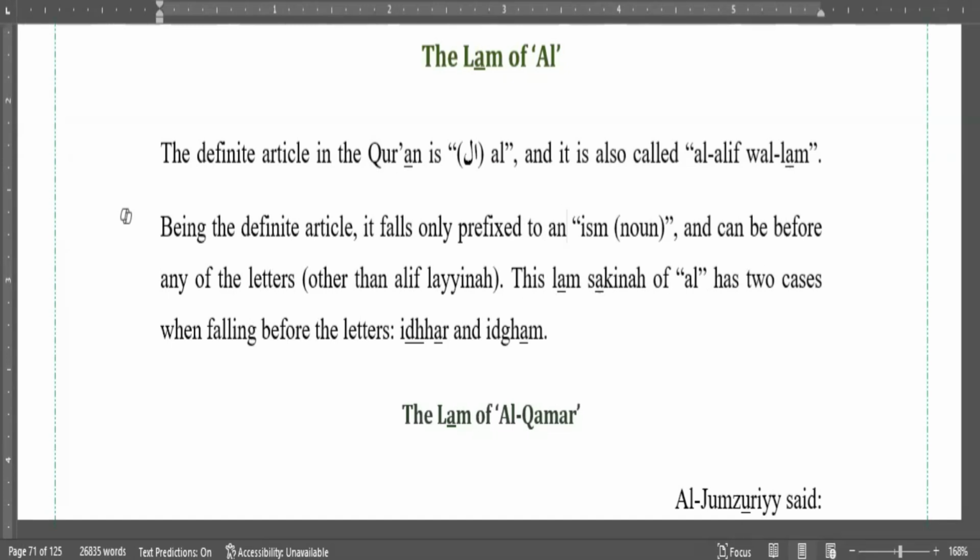And it can be before any of the letters other than alif lam. But instead of alif lam, we're going to be talking about hamza. Still 28 letters. This lam is still going to come in front of 28 letters. Alif is not one of them. Rather, hamza is one of them. 28 letters, lam also being one of them. So the L of the lam of Al comes in front of a lam, and it comes in front of other letters. So a total of 28 letters. And we're going to see 14 of them are sun letters and 14 of them are moon letters. So it splits down the middle.